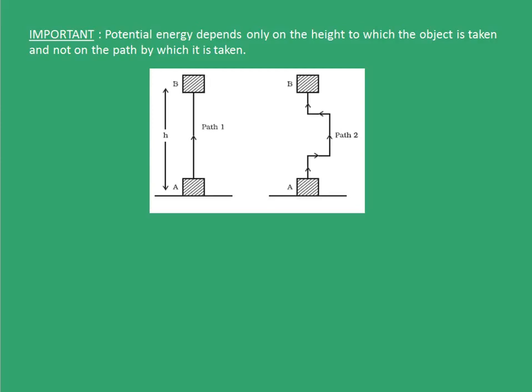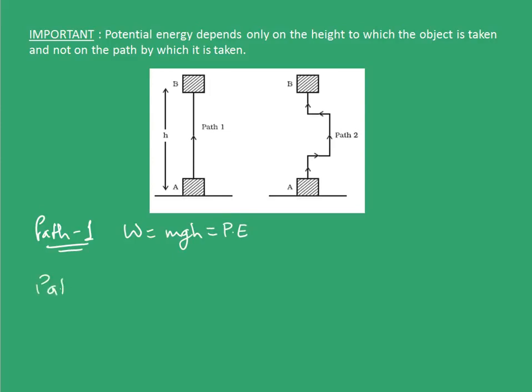So I have considered two examples here. The first one, we directly take it from point A to point B through path 1. In the second case, we take it from point A to point B using a different path, that is path 2. I will first describe path 1. Force mg is acting on the block and it is raised to a height h. Therefore work done by the force is mgh, which is also equal to the potential energy of the block.